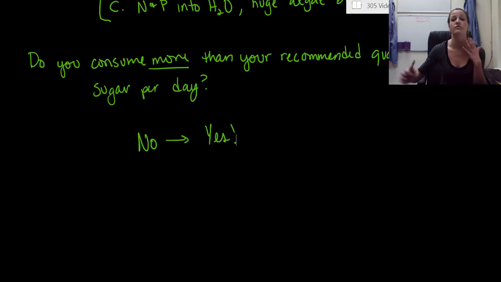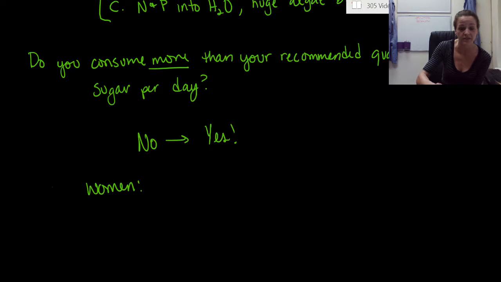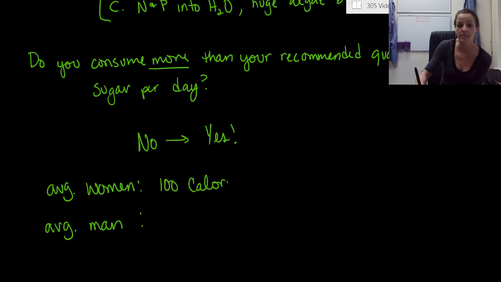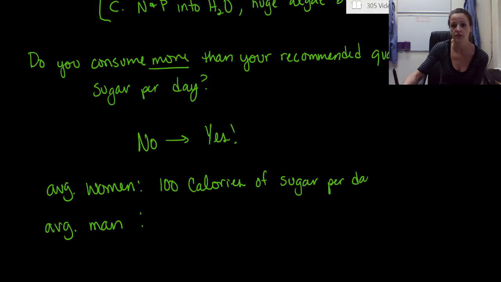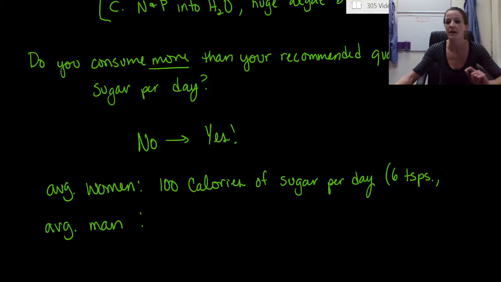And so just so you have a frame of reference, on average, this is not true for everybody, the average woman and the average man can consume, so for a woman, it's 100 calories, capital C, so we're talking nutritional calories, of sugar per day. To give you a little frame of reference, because 100 calories is kind of hard to measure, this is about 6 teaspoons of sugar, teaspoons, not tablespoons, or about 25 grams. Okay, 25 grams of sugar.